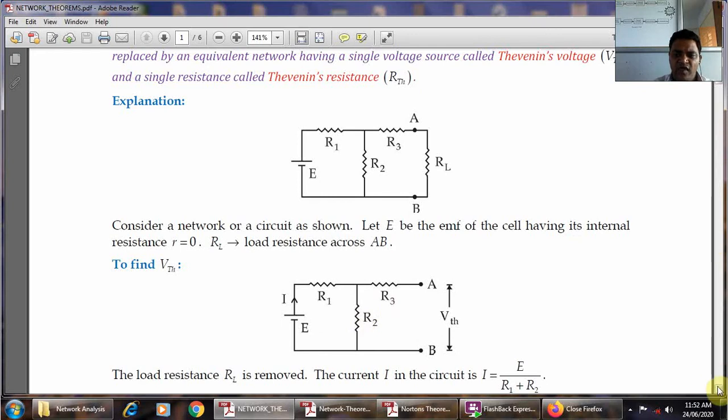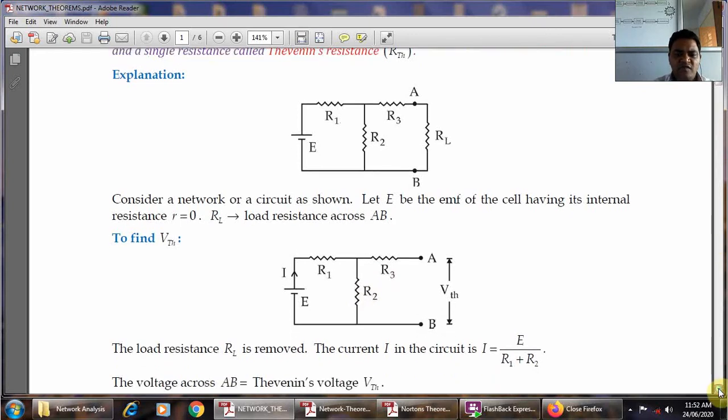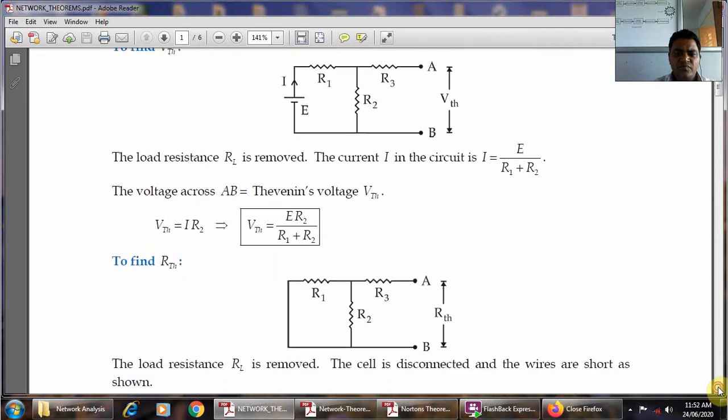Then for the next step, see here the load resistance. First the load resistance is removed, and consider the current I in the circuit. If the load resistance is removed, the current flows through R1 and R2, because here is the open circuit. Therefore I equals the total EMF E upon R1 plus R2, because this is an open circuit and current would not be able to flow through the resistance R3.